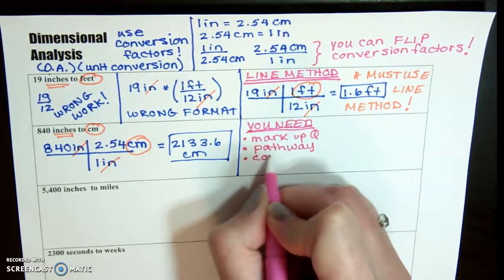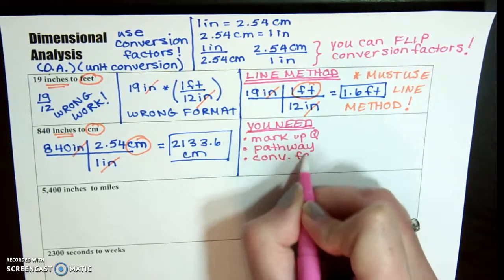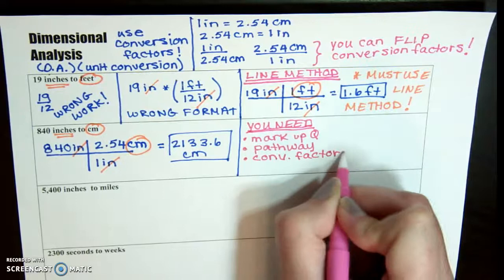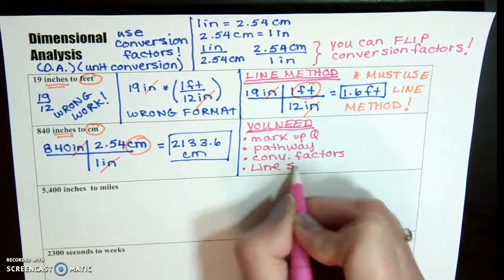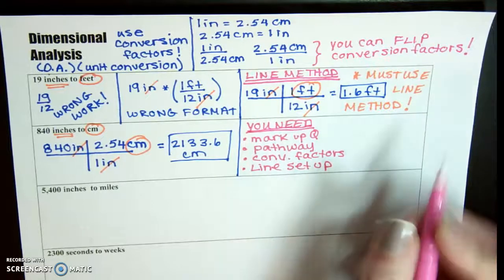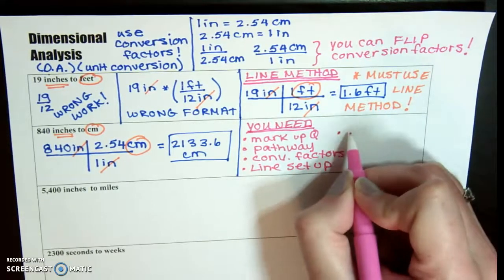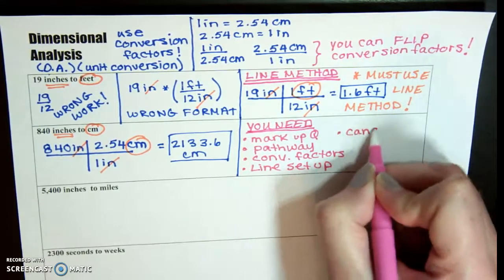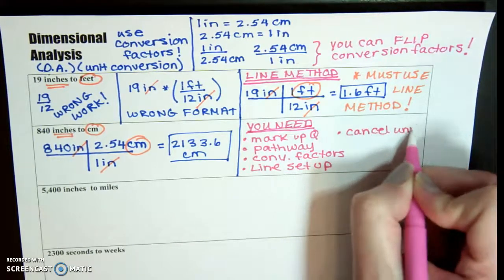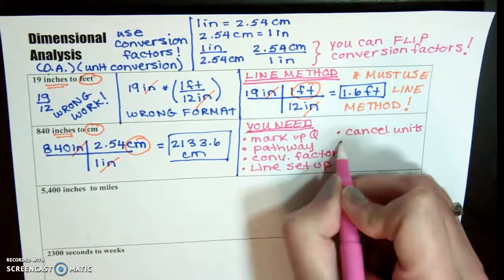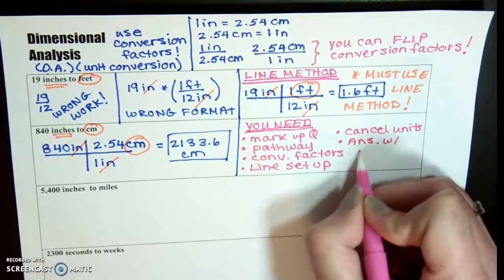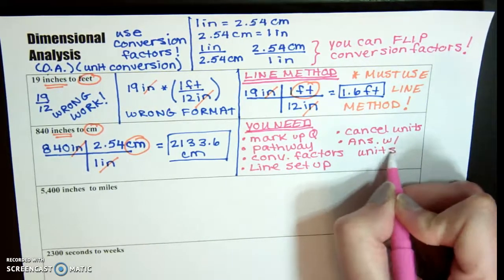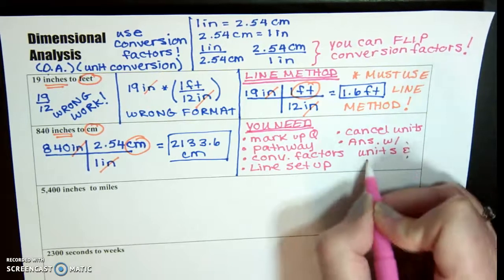You need to have your conversion factors. You need your line set up. You need to show that your units cancel. And finally, you need your answer with units and a box.